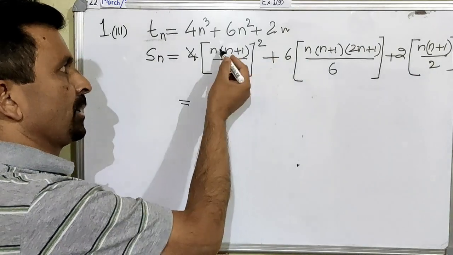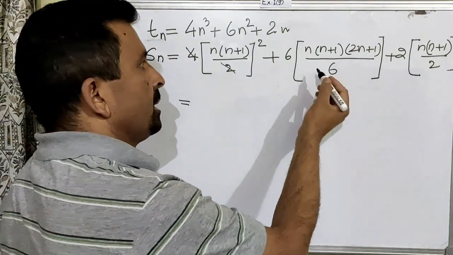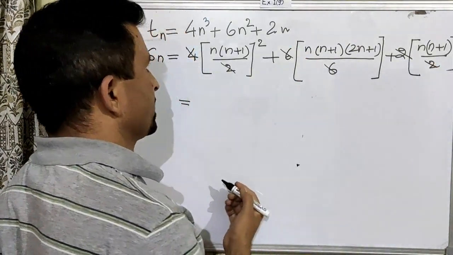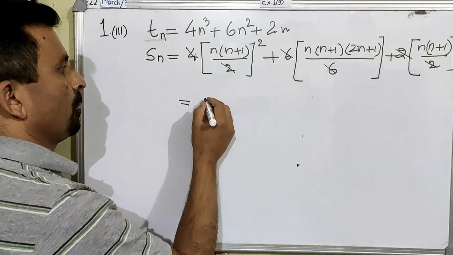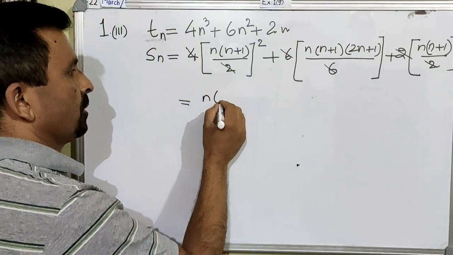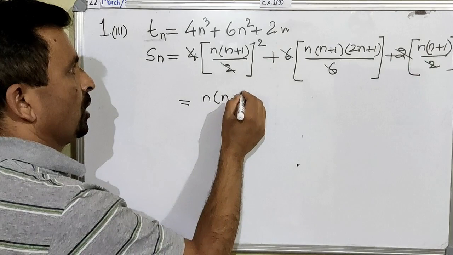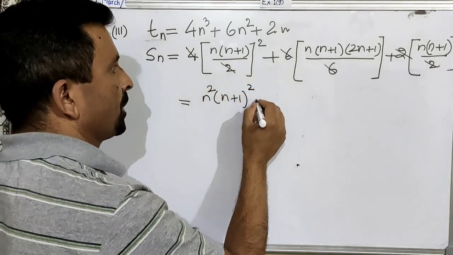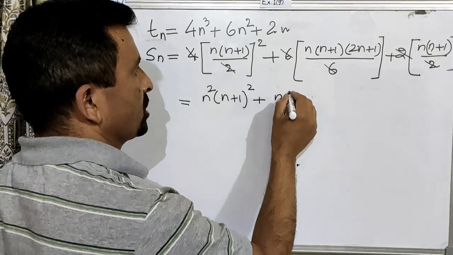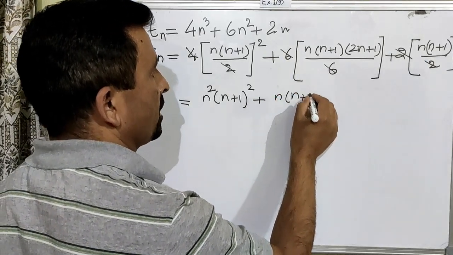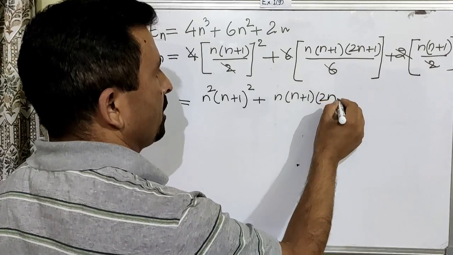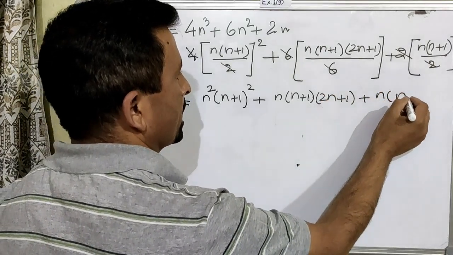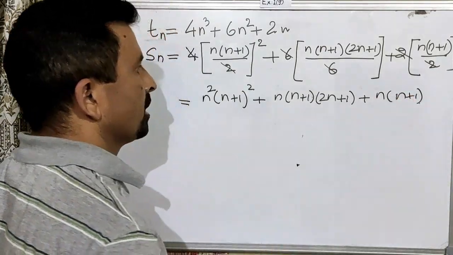After this, in the next step, we are going to open this. Similarly, this 6 and this 6 will be cancelled, and this 2 and this 2 also will be cancelled. Now here we have n square into n plus 1 whole square, plus n into n plus 1 into 2n plus 1, and then plus n into n plus 1. Did you get it?